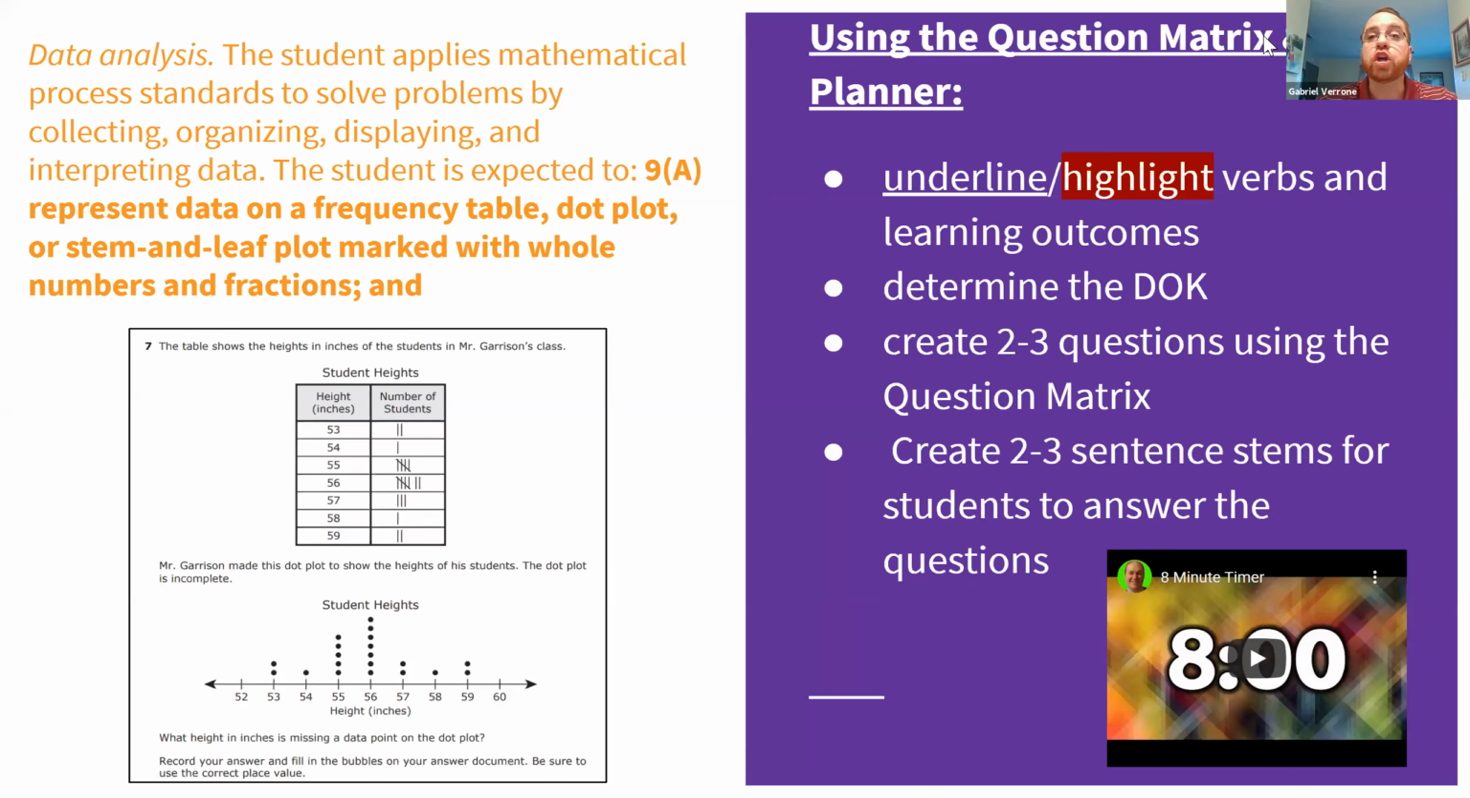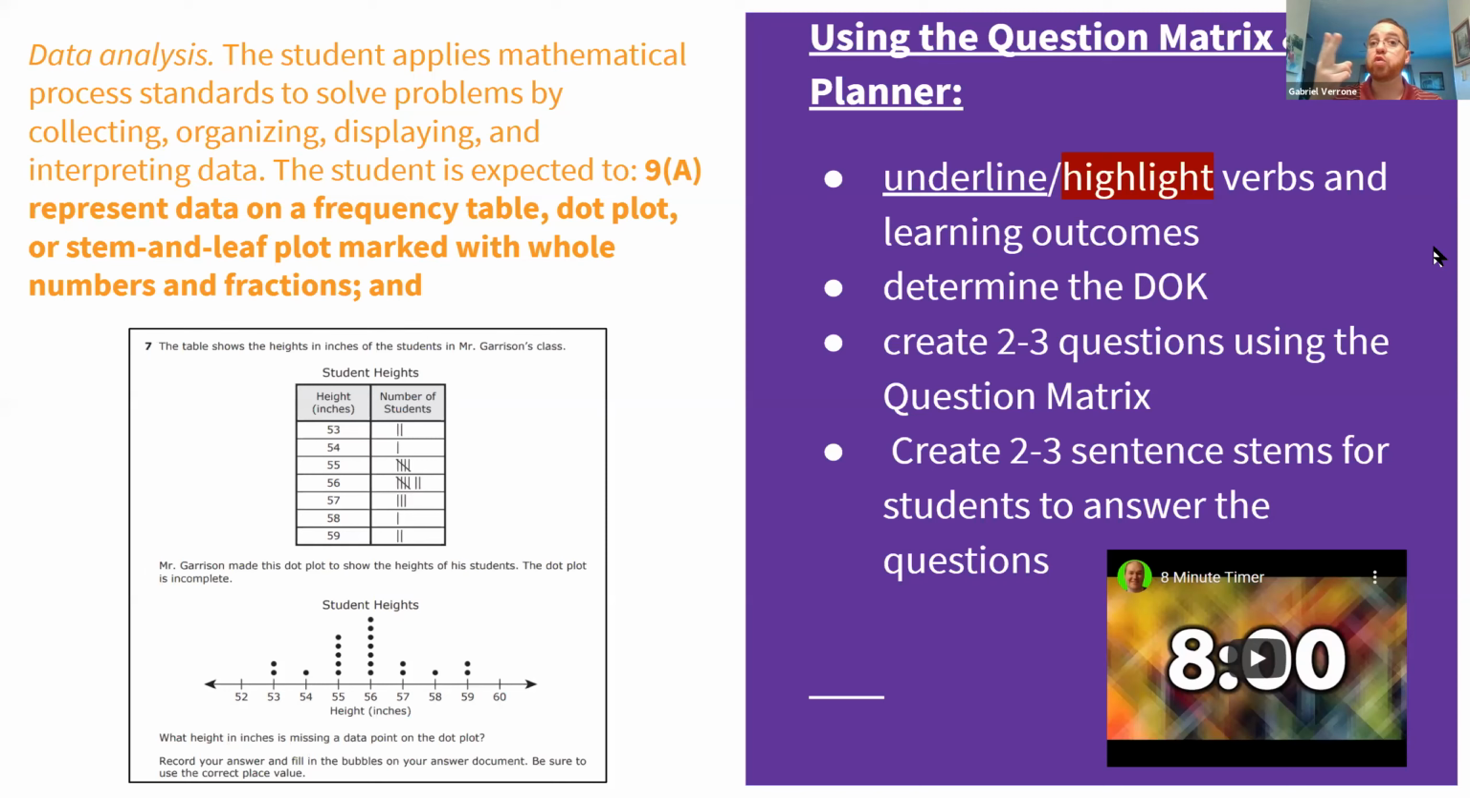And then you're gonna go through the process with the planner. You're gonna underline or highlight the verbs in the TEKS, right? You're gonna determine the DOK, then create, if you can't get the 3 questions, 1 or 2. Create 2 questions for what would you ask students about this, right? How would they transform data from one type, such as in a tally table, to a dot plot or to a different data source, okay?